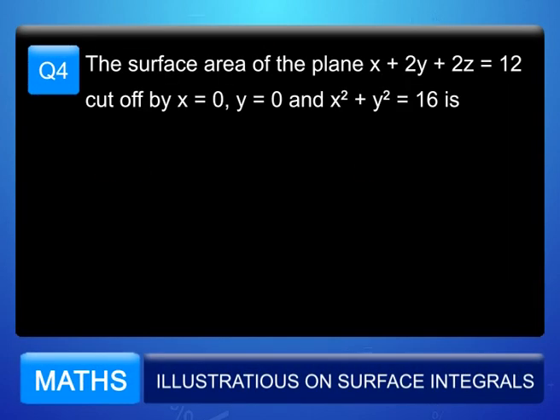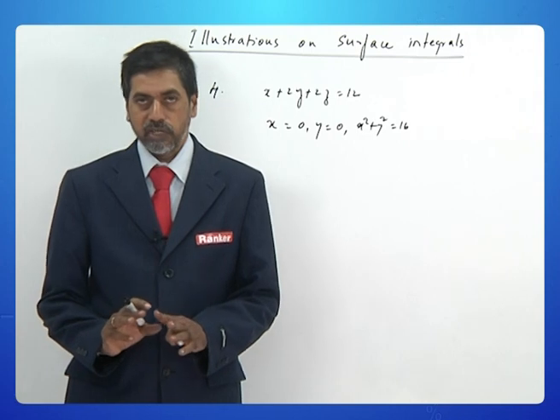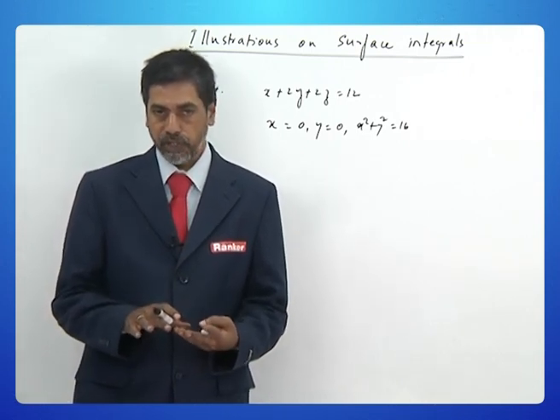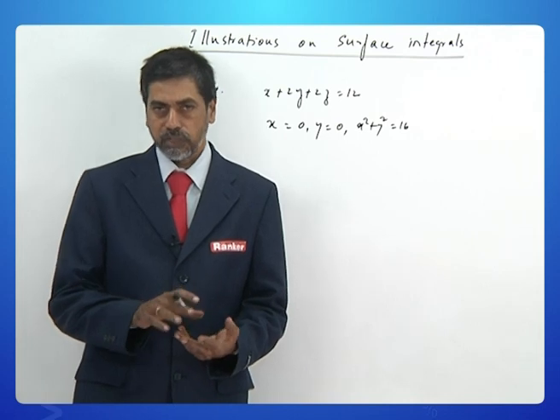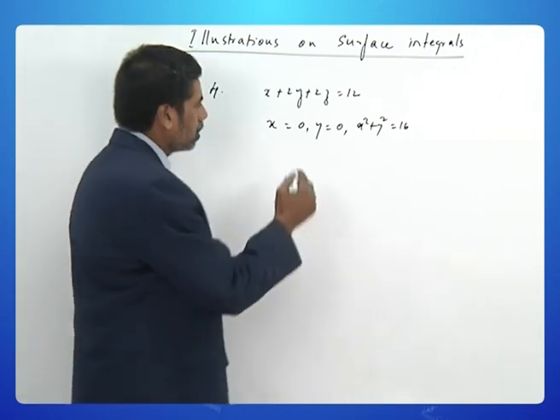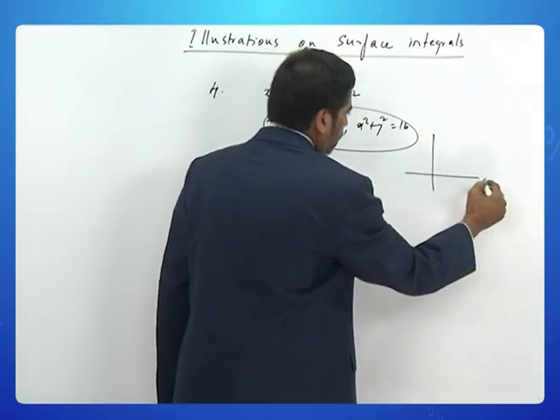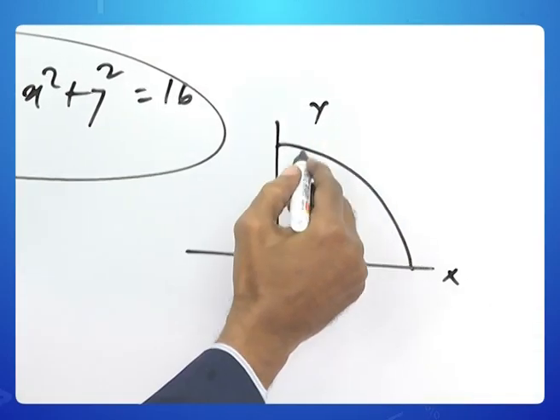Question number 4. What is the surface area of the plane x plus 2y plus 2z is equal to 12 cut off by x is equal to 0, y is equal to 0 and the cylinder x square plus y square is equal to 16. So the problem is to find the surface area of the plane with projection on the xy plane, which is nothing but the quadrant of a circle. So if you look at this, it represents the quadrant of a circle.